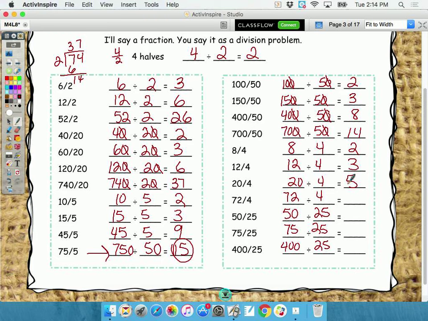Okay, someone in block 3 said they did 20 times 4, and then subtracted 2, and that gives you 18. 2, 4, 6, 8. That's what they told me. Okay, so how many 25s are in 50? How many 25s are in 75? 3.